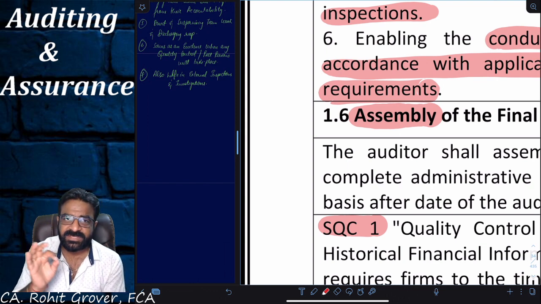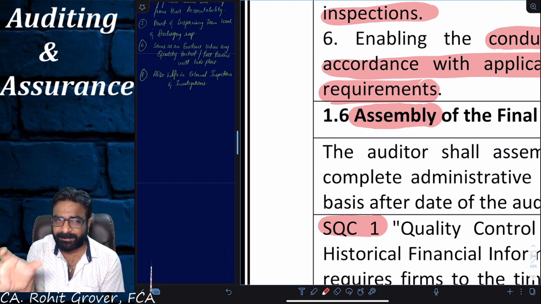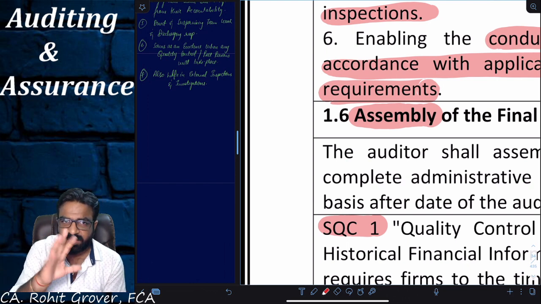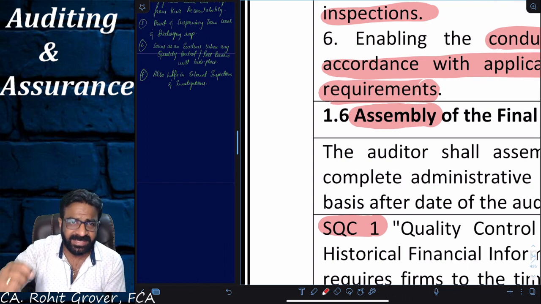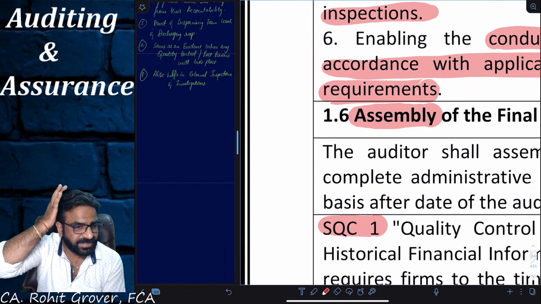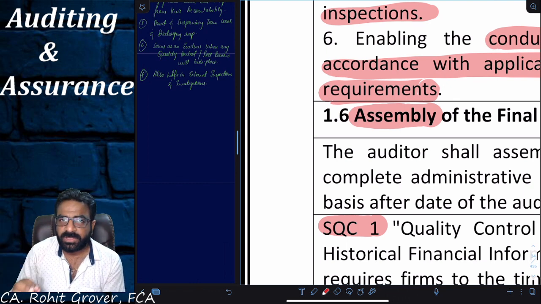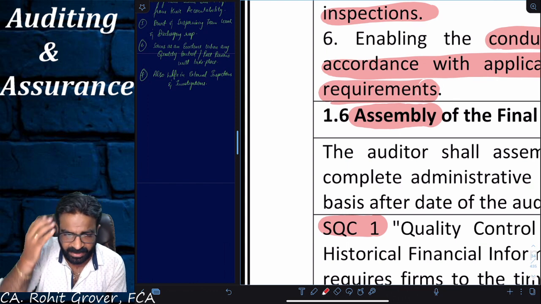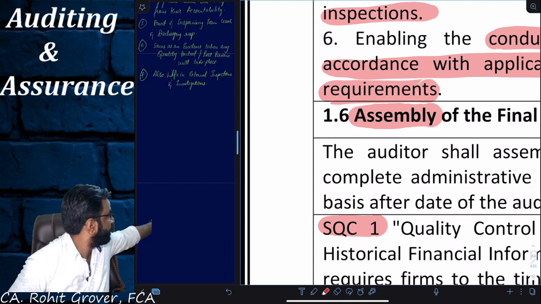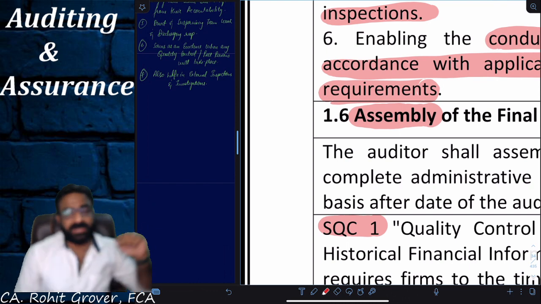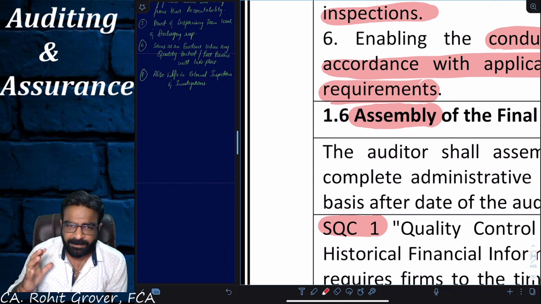So as per the SQC1, in how many days should the auditor do the proper assembly of its audit documentation in his office? Within every 60 days, he should do that. Every 60 days means what? Once in 2 months, you have to make sure that you are doing the proper assembling. It's a very simple thing, guys, and very logical also. Try to understand this part very carefully. Now, listen to this.